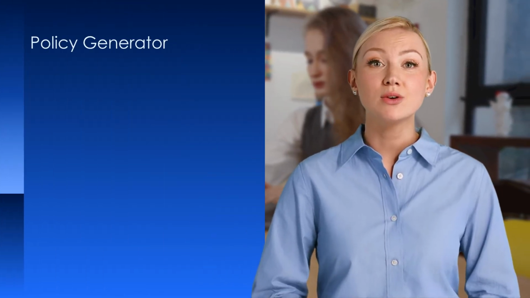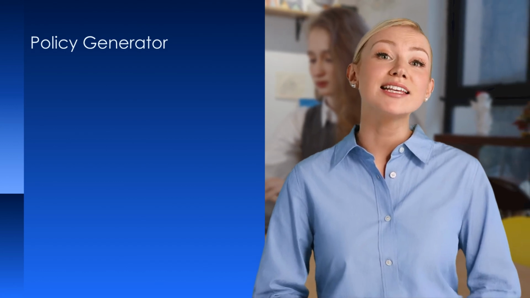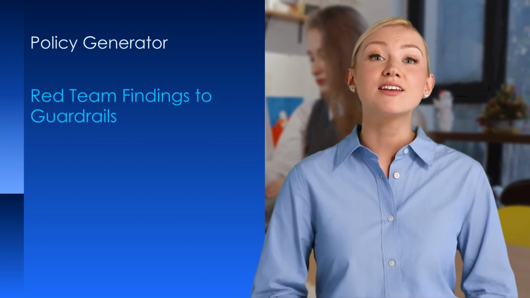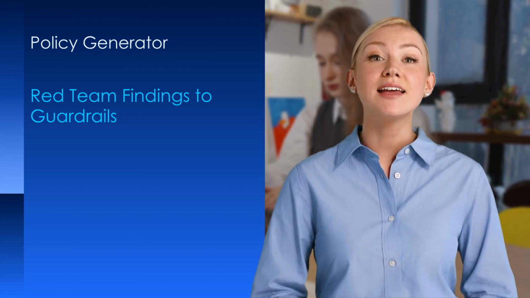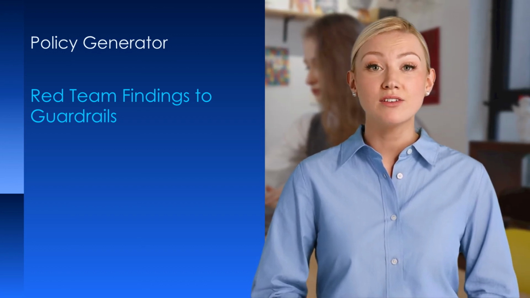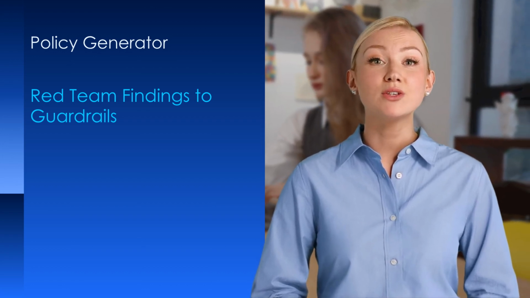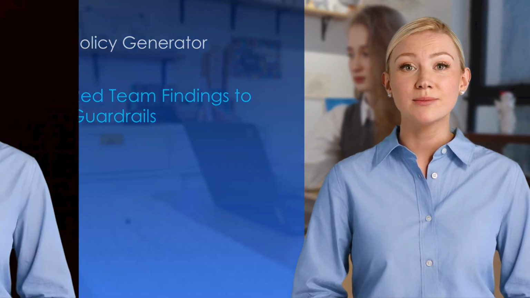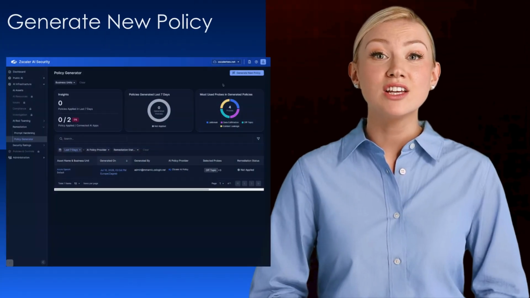The idea is straightforward. Your red teaming run has already identified which attack categories succeeded against your application. The policy generator uses that information to automatically produce a policy for your AI guardrails, the right detectors, thresholds, and actions, all tuned to what the tests actually found. To get started, click Generate New Policy.